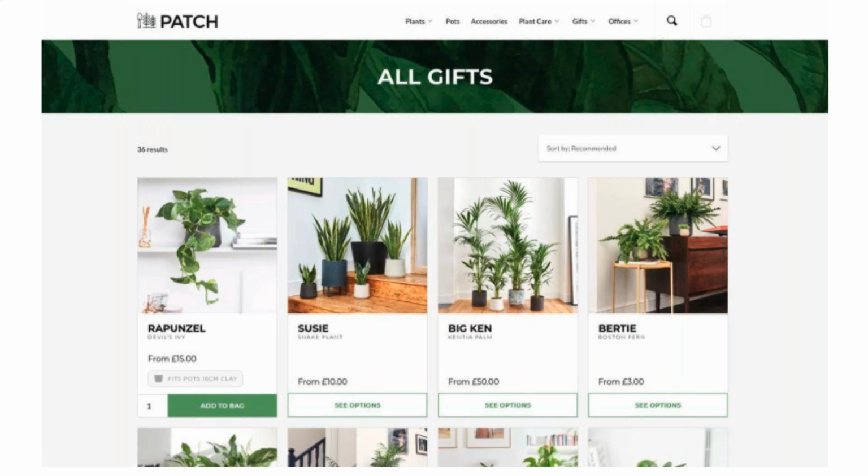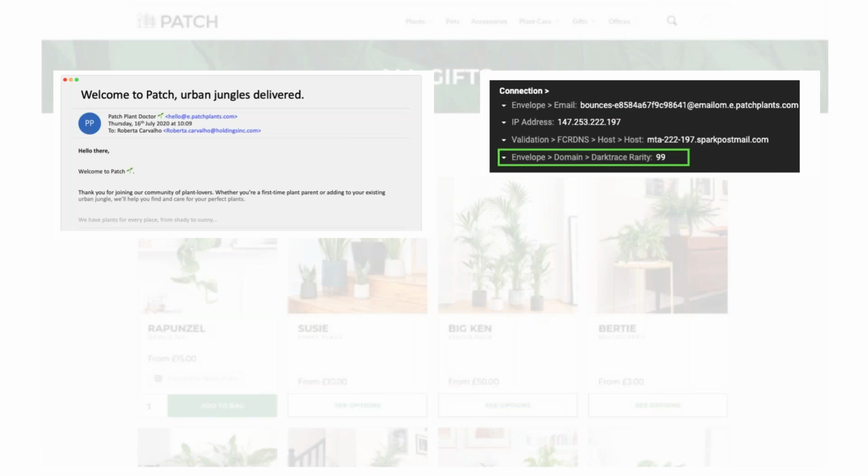We had a marketing team that was looking for a new corporate gift, and they decided to go on patch.com. This is a website that retails, or e-tails, houseplants. So a nice corporate gift, a lot of people spending time indoors, bring in a plant, and this user then signed up to the Patch newsletter to stay informed, receive offers, and all those things. So they received the newsletter shortly thereafter. Welcome to Patch, Urban Jungles Delivered. This is the very first newsletter that our user, Roberta, had received.